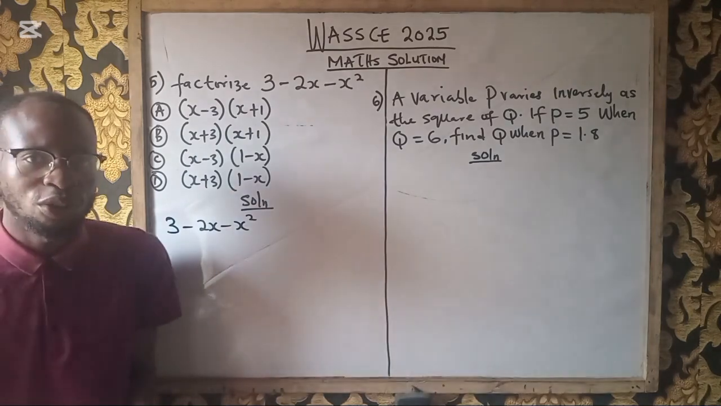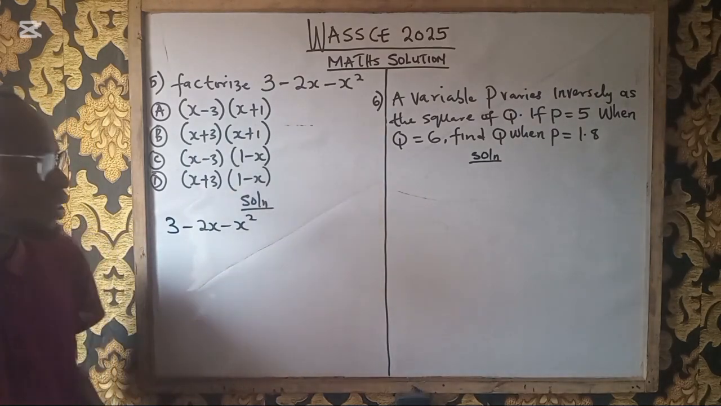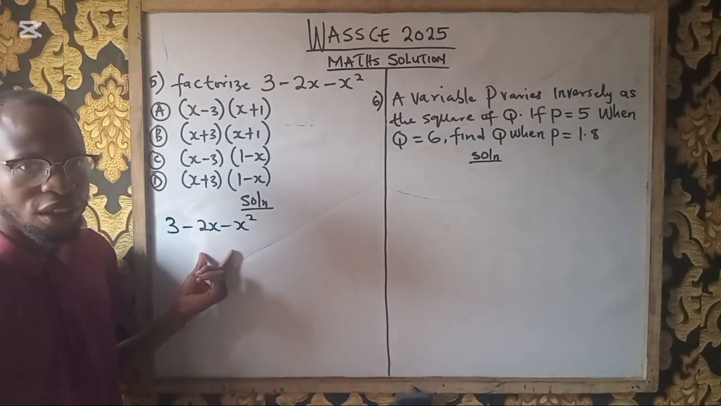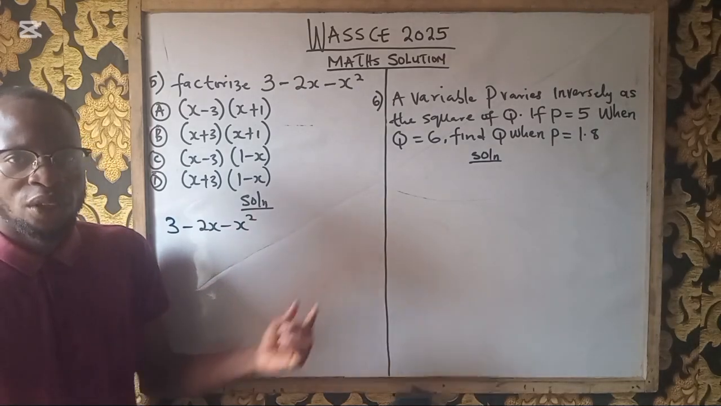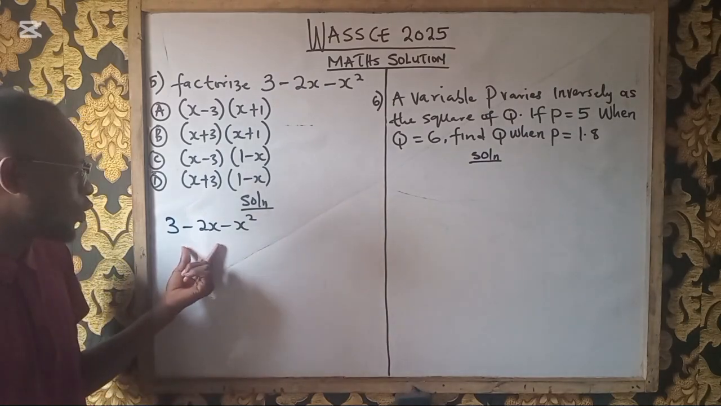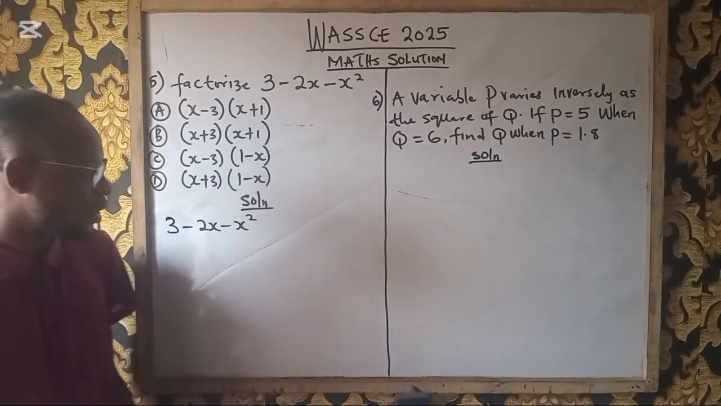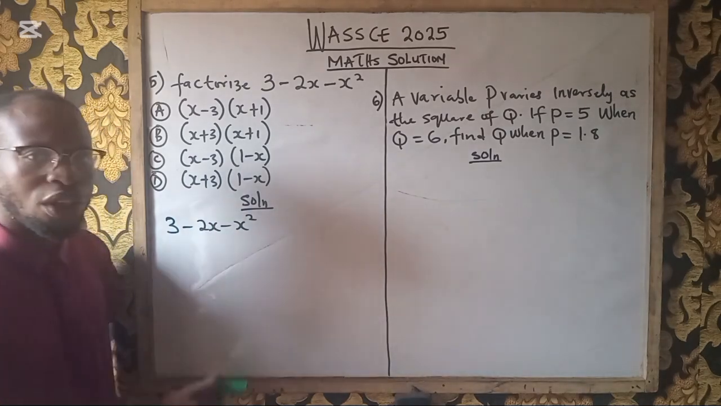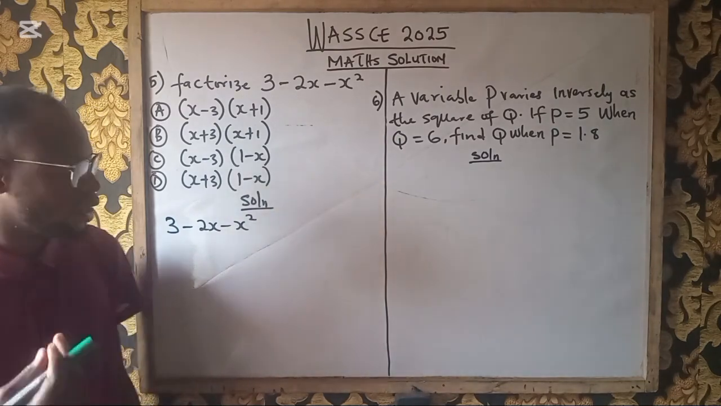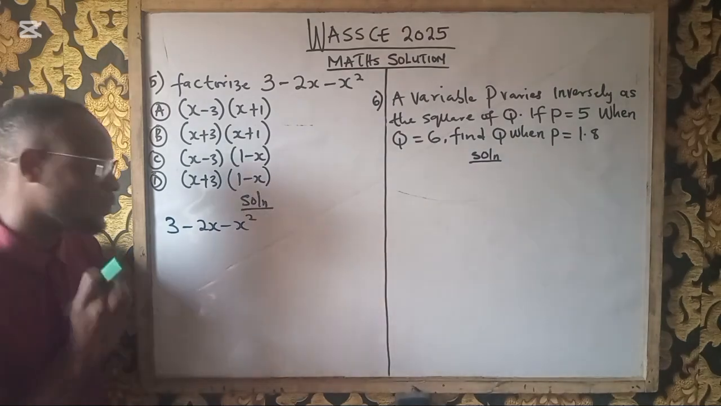Now this expression is a quadratic expression because the highest power of the unknown here is raised to the power of what? 2. But assuming this expression is equated to 0, we will call it a quadratic equation. As it is, we don't have equals to 0, so it is called a quadratic expression. Then, how do we factorize this one?